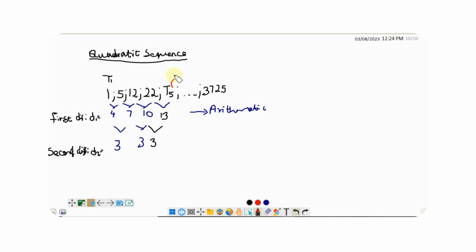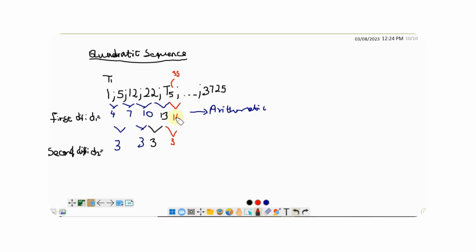So that's 35, because it's just like that. If we wanted term 6, we would do the same. The difference goes up by 3, so 13 plus 3 is going to be 16, and then 35 plus 16. That's how we would continue.